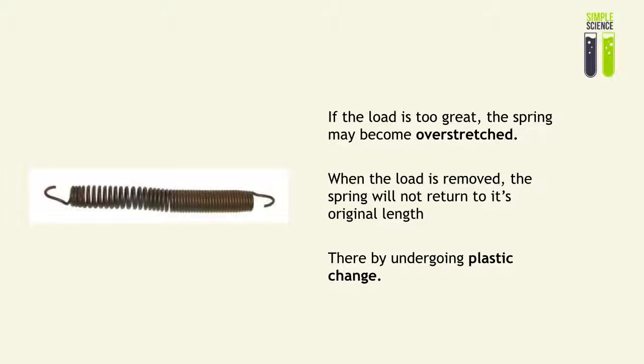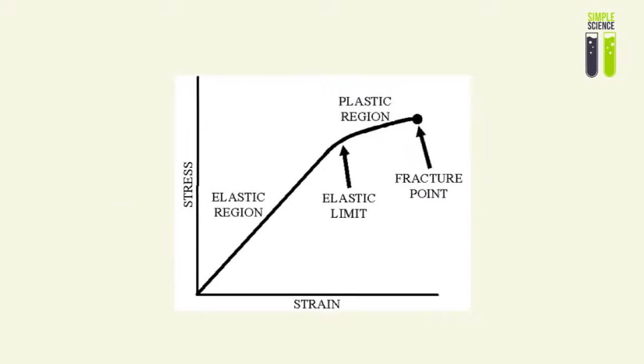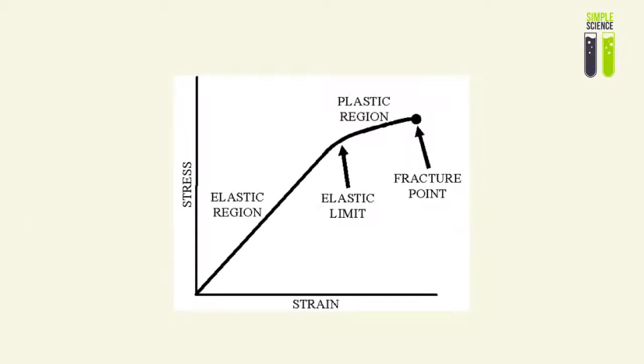And now we need to know some other key points on this very important graph. The elastic region and the plastic region are the two regions on a graph where it's going to undergo elastic change, where if you were to remove the load, the spring would return to its original length. Plastic region, as we said, if we were to remove the load, it would not return to its original length. And that point where it deviates from normality is called the elastic limit.